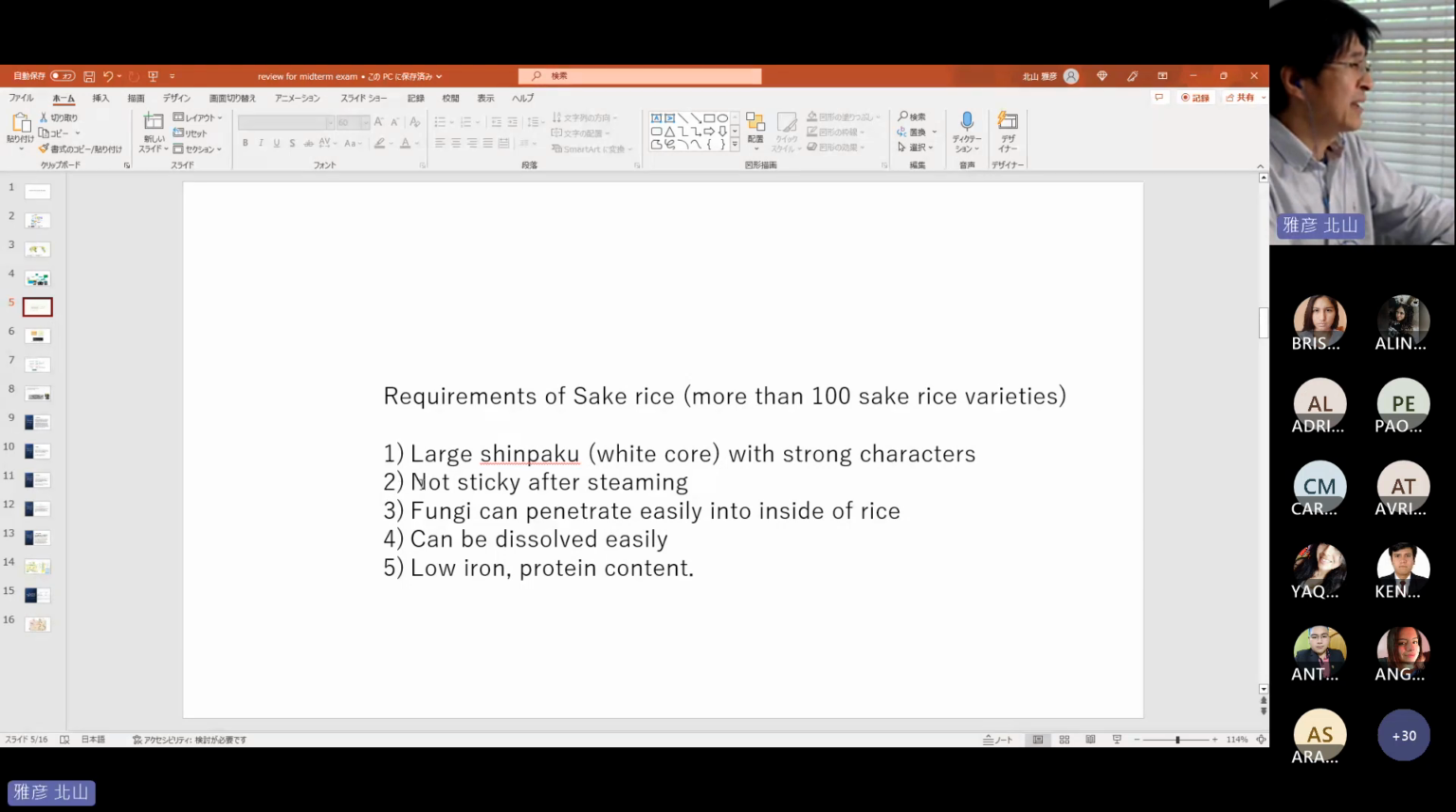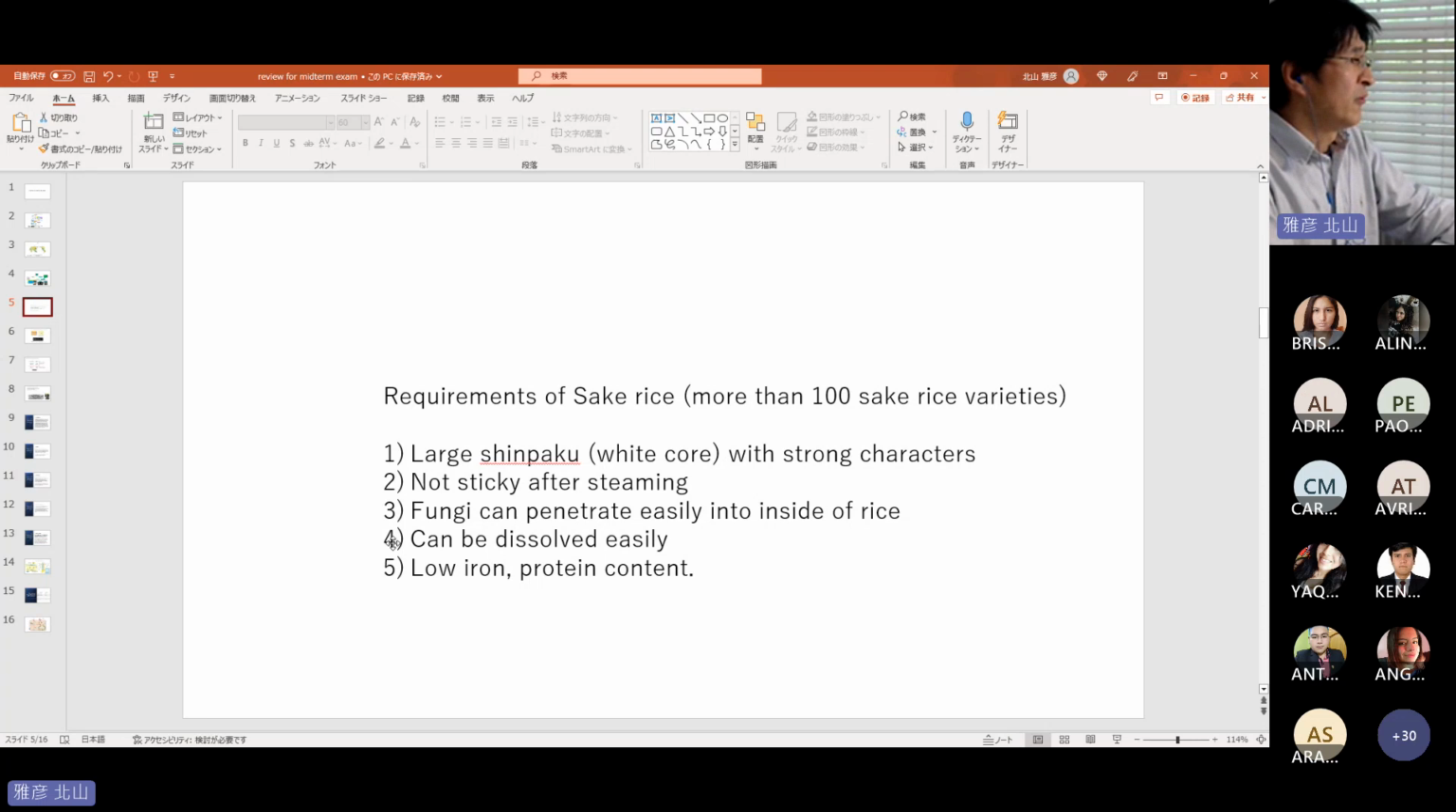Next, sake rice shouldn't be sticky after steaming. Number 3, sake rice needs to allow fungi to penetrate easily, so fungi can penetrate into the inside of the rice. So this is the 3rd requirement for making sake.